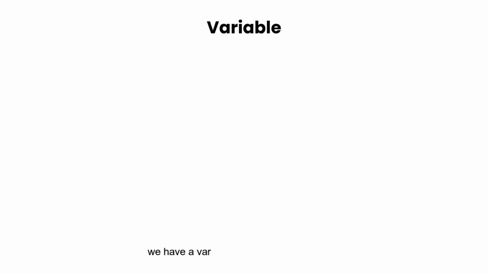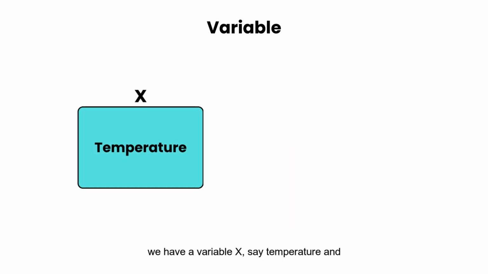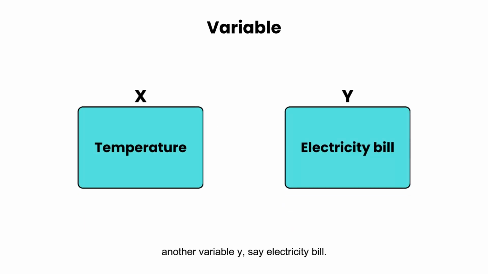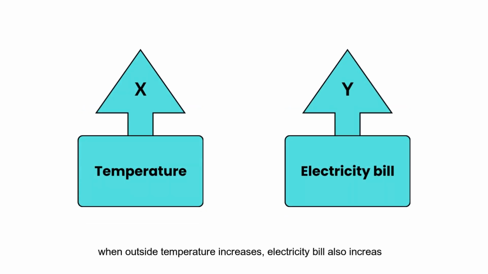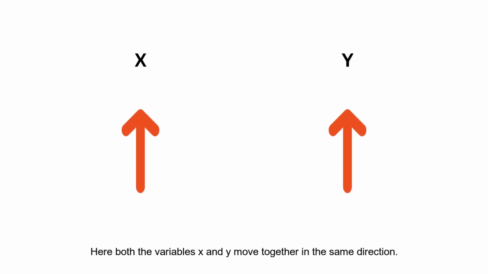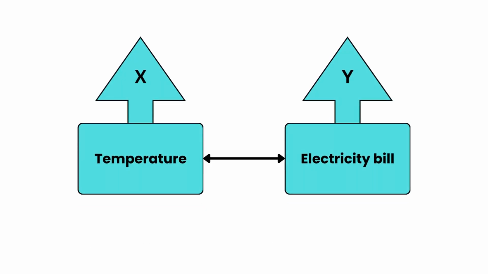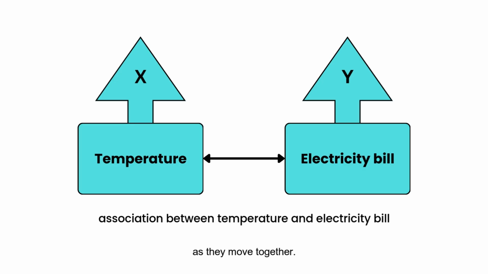We have variable x, say temperature, and another variable y, say electricity bill. When outside temperature increases, electricity bill also increases. Here, both the variables x and y move together in the same direction. It shows that there is an association between temperature and electricity bill as they move together.